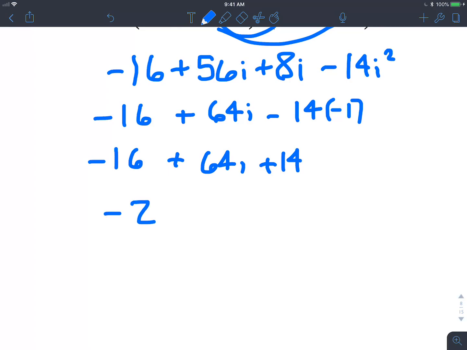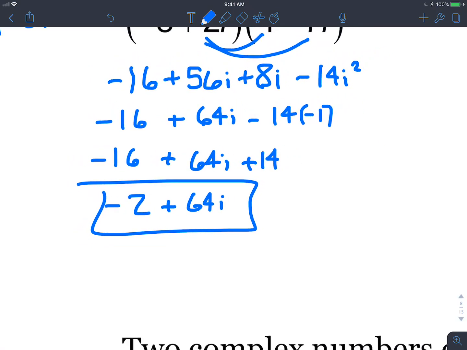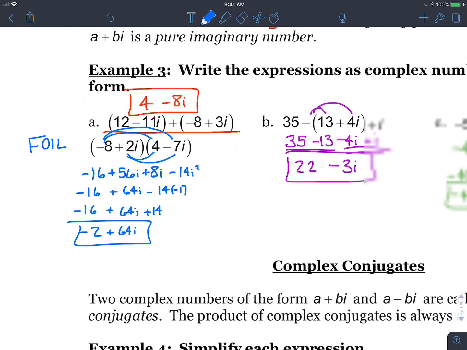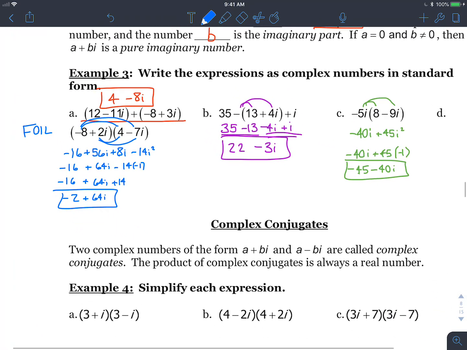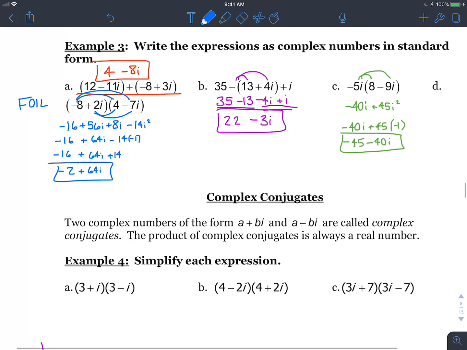And then we'll write the real part first. That's negative 2 right there. And then the second part, plus 64i. And that is how you write your answers. So you can FOIL, you can add, you can subtract. Just make sure you distribute your negatives if you subtract. And if you FOIL, or if you get some type of i squared, make sure you change i squared to a negative 1.